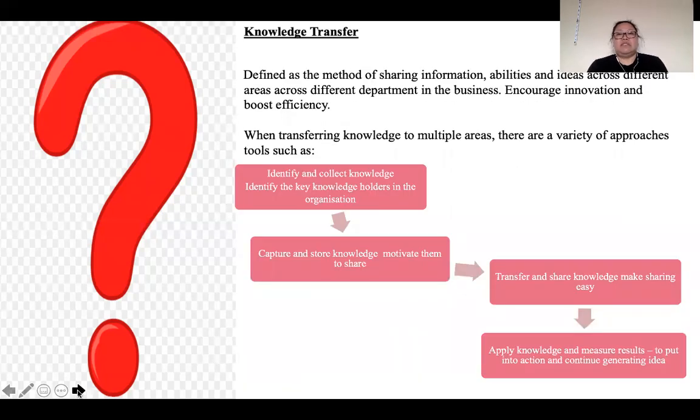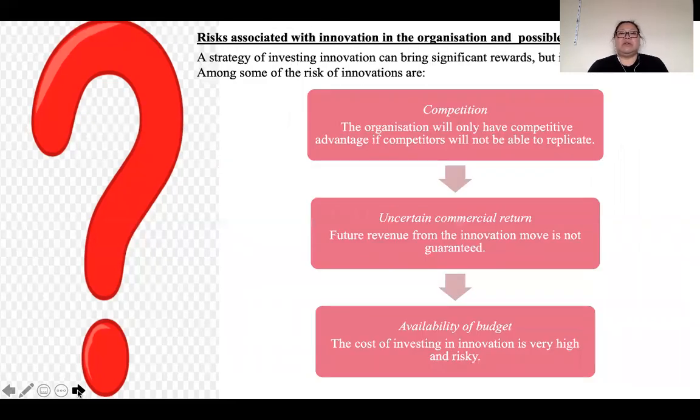Knowledge transfer is defined as the method of sharing information, abilities, and ideas across different departments in the business, to encourage innovation and boost efficiency. When transferring knowledge to multiple areas, there are a variety of approaches and tools, such as identify and collect knowledge, capture and store knowledge, transfer and share knowledge, and apply knowledge and share and measure results.